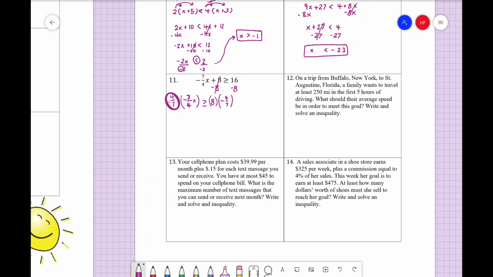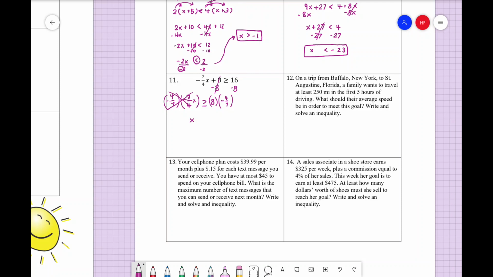I don't like when it does that. So negative 4/7 is what we're multiplying by on both sides. So that makes those cancel out. And now we have 8 times negative 4/7. Let me make sure I'm giving you the right number here. And that does not simplify.